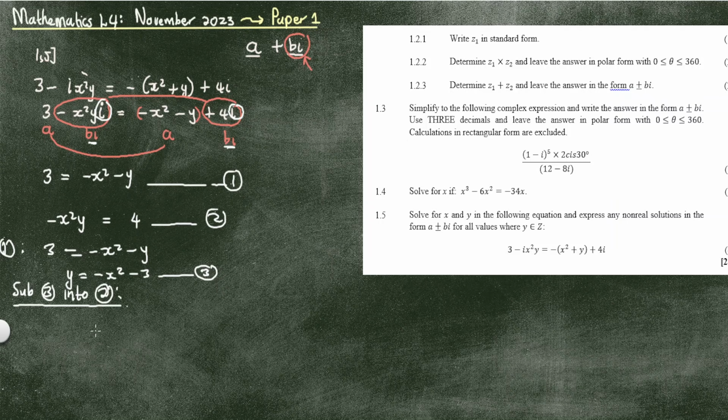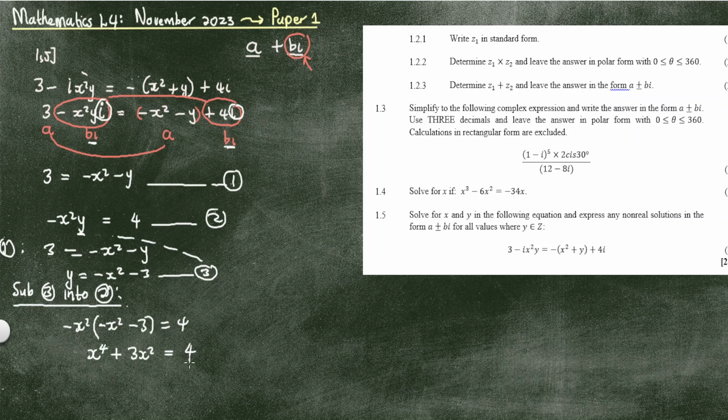So in equation number 2 we have minus x squared. I'm going to open the bracket and substitute y, which is equation number 3. So it's going to be minus x squared, minus 3, equal to 4. We multiply the minus x squared times the minus x squared, which gives us a positive x exponent 4, plus 3x squared, equal to 4.